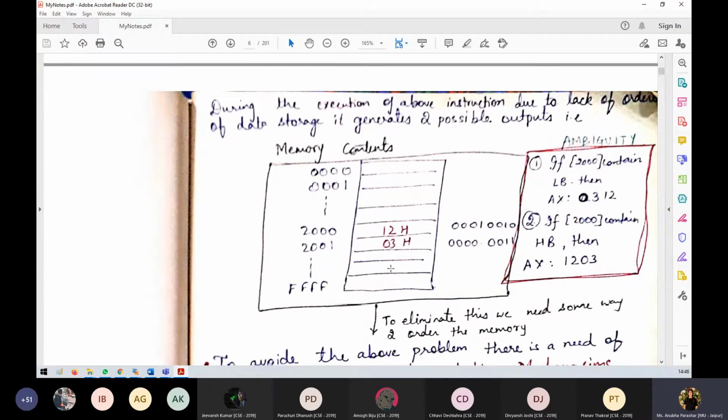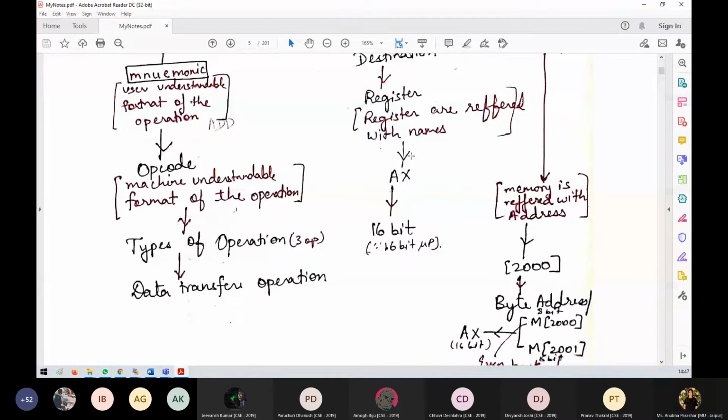that this is a memory storage. It contains this address space. So at 2000, you have this data 12h. 12h is hexadecimal; you convert it to binary and you get something like this. It is 16-bit data contained at this address, which needs to be moved to the AX register.